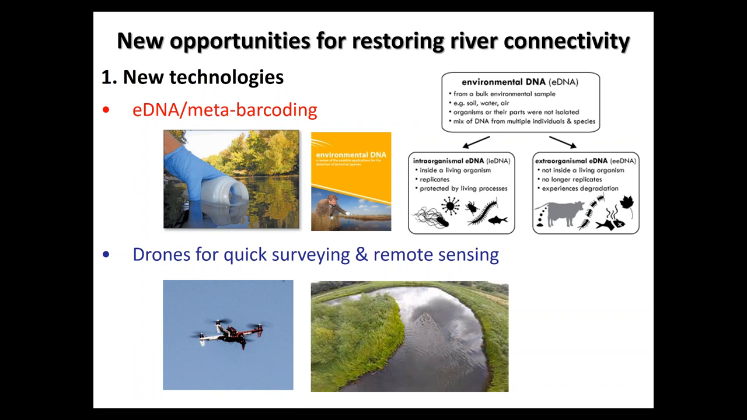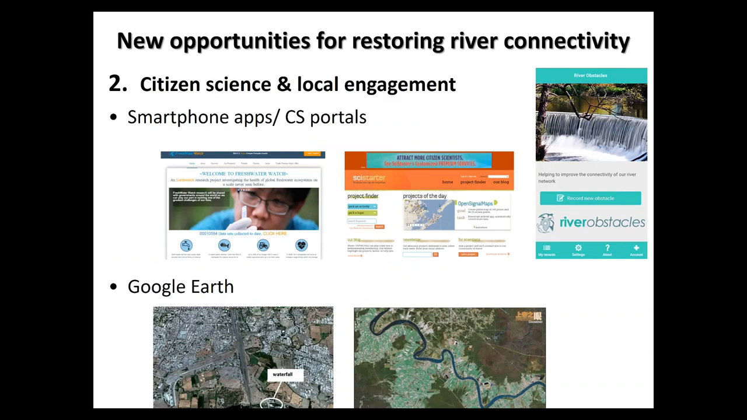And then we also have improved substantially our modeling capacities of the data that we can produce with these new technologies. And then we also have new opportunities thanks to citizen science and local engagement, as could be the development of smartphone apps and citizen science portals that also provide new data, a big amount of data, but also are useful to involve people, to make people aware about the problem of river continuity and so river fragmentation.